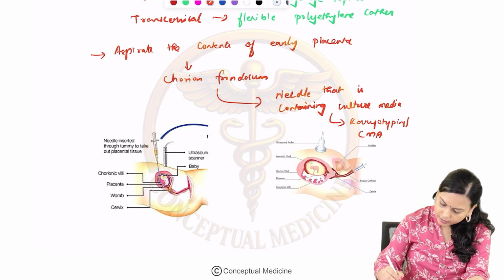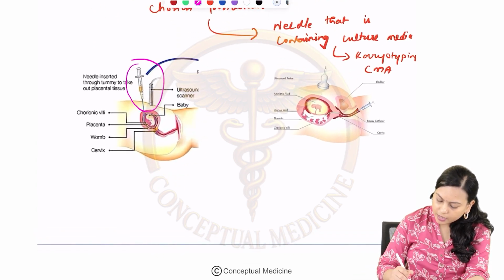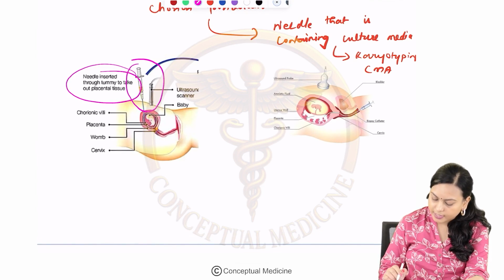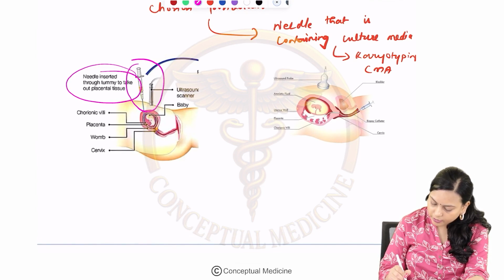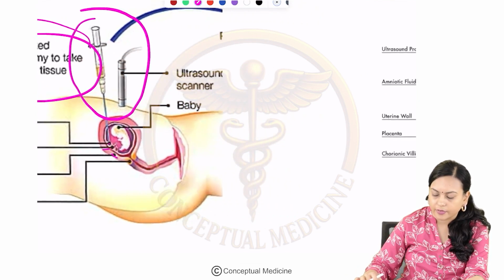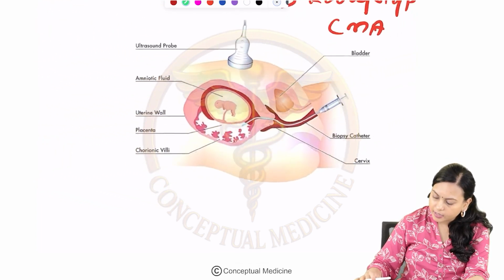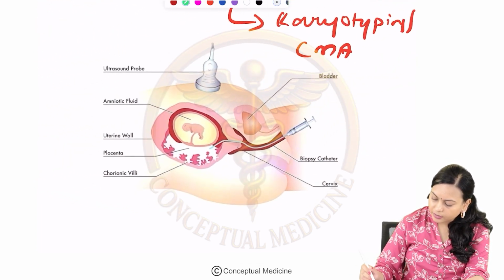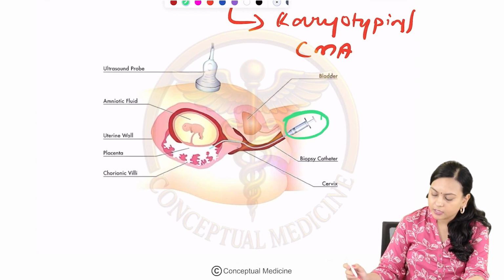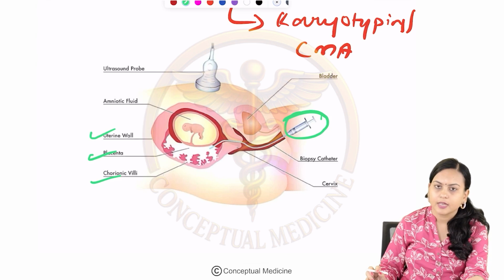And if you see this picture, you will be able to identify it. So, this is a transabdominal procedure. Needle is inserted through the abdomen to take out the placental tissue. You are able to see the chorionic villi over here in the placenta, and this is the uterus, that is the womb, and this is the cervix. We are doing it under ultrasound guidance. And in this method, we are going to pass a catheter in the transcervical route, and this is the uterine wall, placenta, and the chorionic villi. So, this is going to get aspirated.